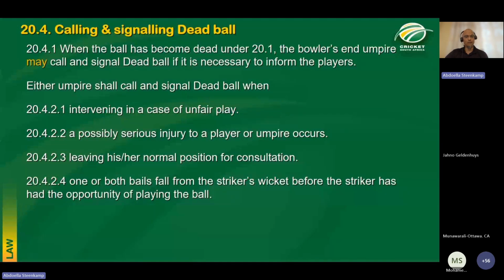If one or both bails fall from the striker's wicket, and emphasis on striker's wicket, before the striker had opportunity to play at the ball, the umpire needs to call and signal dead ball. Yes, the striker's end umpire is in a better position to make this call. There's nothing stopping the bowler's end umpire calling it, but usually the striker's end is in a better position. So if one or both bails fall from the striker's wicket before the striker's opportunity, call and signal dead ball.